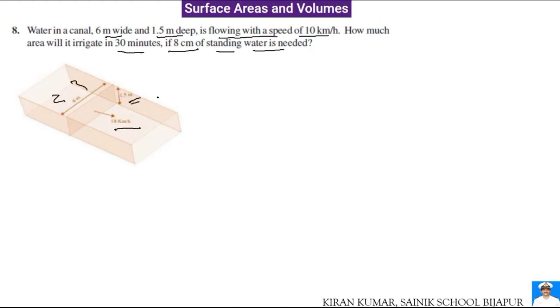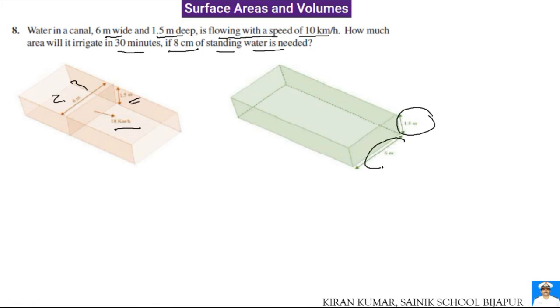Here the very important thing is to find the area of cross section. Here this is the cross section. This part is the cross section. 1.5 meter into 6 meter would give the area of this cross section. This area you need to multiply with the speed of the water to get the volume of the water. Okay, let's do that now.